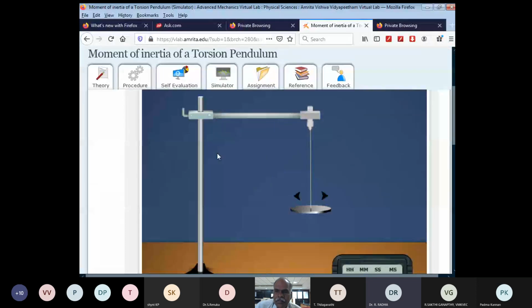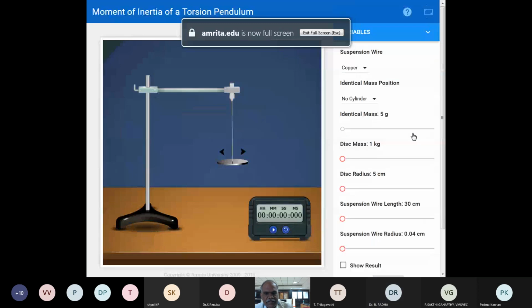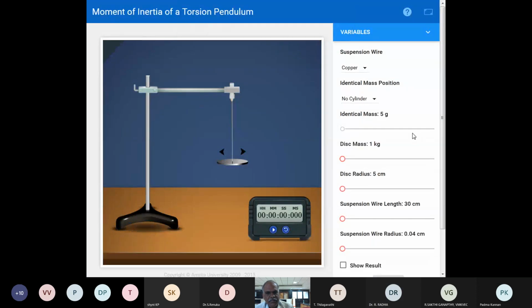In torsion pendulum, our aim is to find the moment of inertia of the disc and the rigidity modulus of the wire. We know the formula for moment of inertia: I equals 2m into d2 square minus d1 square, into t0 square by t2 square minus t1 square. By using that formula, we are calculating the moment of inertia of the disc.